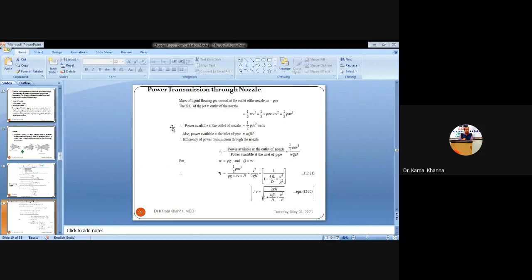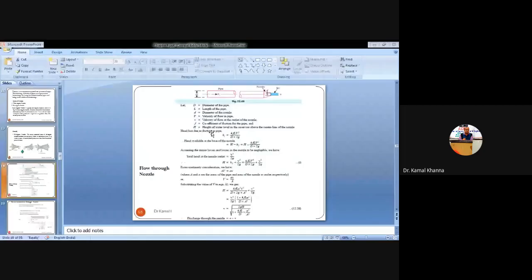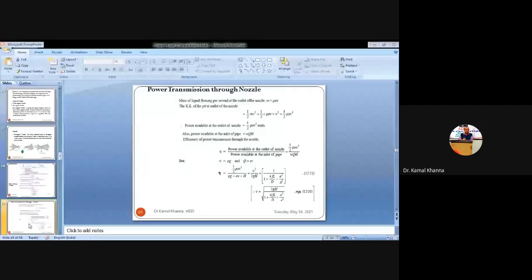Because I have told you in the class that whenever you have installed the converging nozzle at the end of the pipe, that is, the diameter is decreasing from entry to exit point, the whole of the energy is being converted into a single form, that is kinetic energy. So the power available at the outlet of the nozzle is only in the form of kinetic energy.